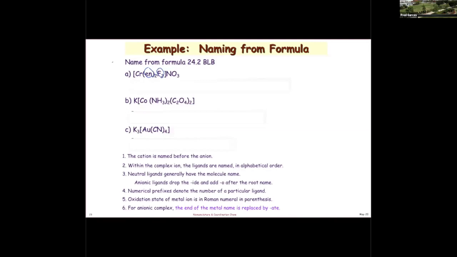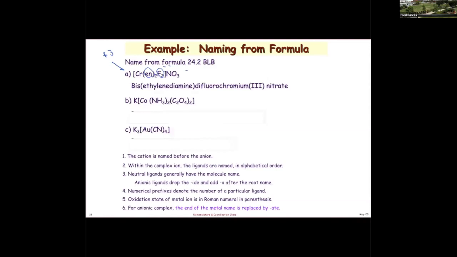What is the charge of the chromium? Well, let's take a look. Nitrate is -1. Fluorines are -1 apiece. Ethylene are neutral. So the chromium, for all this to be neutral, has to be a +3. The overall charge has to be 0. Fluorines are -1. There's 2 of them. Nitrates are -1. There's 1 of them. So the chromium has to be +3. So let's take a look at it. Bis ethylene diamine, meaning 2 ethylene diamines. Difluoro, 2 fluorines. Chromium 3 nitrate.